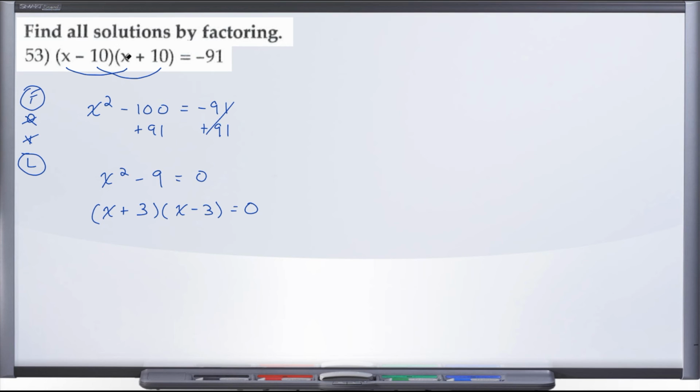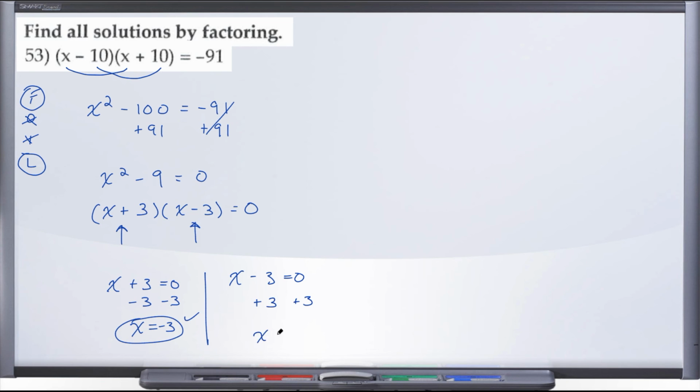But because we're solving and finding all the solutions, we're not quite finished yet. So just because we factored doesn't mean stop. Go ahead and remember to set each factor now independently equal to 0. So we have x plus 3 equals 0, x minus 3 equals 0. So if we subtract 3 over here, we get x equals negative 3. And if we add 3 here, we get x equals positive 3. And there you have it. We have found the solutions of number 53 by factoring.